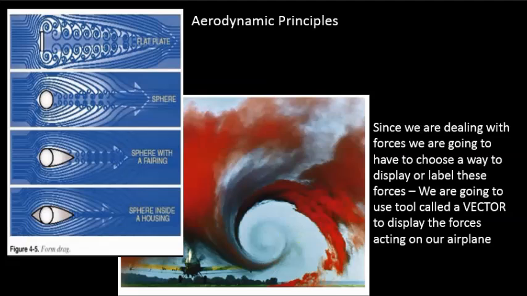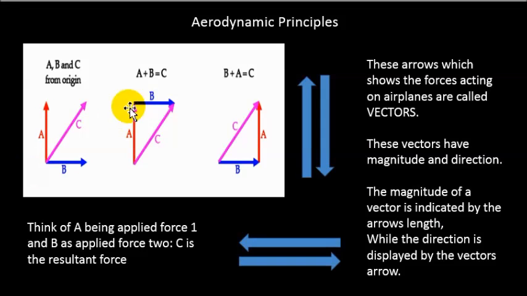Since we're dealing with forces, we're going to have to choose a way to display or label these forces. We're going to use vectors basically to demonstrate or display these forces. A vector is basically an arrow, and an arrow or a vector has magnitude and direction. Magnitude is more like strength. Direction is where it's pointing.